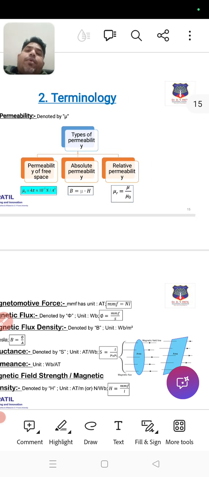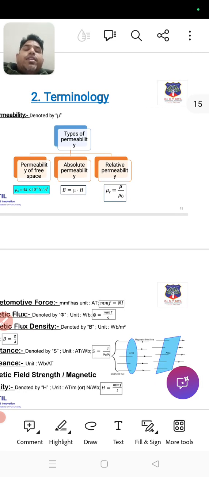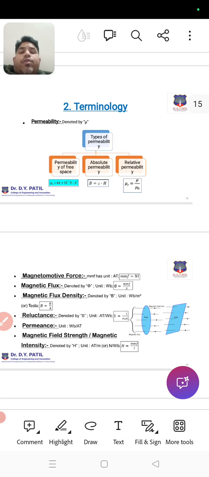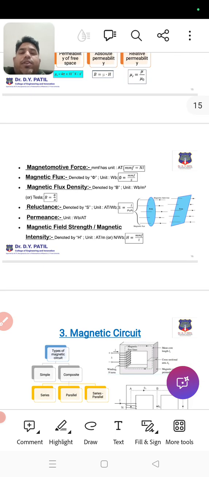Second, absolute permeability is nothing but the ratio of flux density to the field strength. We can say that mu is equal to B divided by H. B is nothing but the flux per unit area. Relative permeability is the ratio of the permeability to the permeability of air. It's nothing but the definition of the terminology.